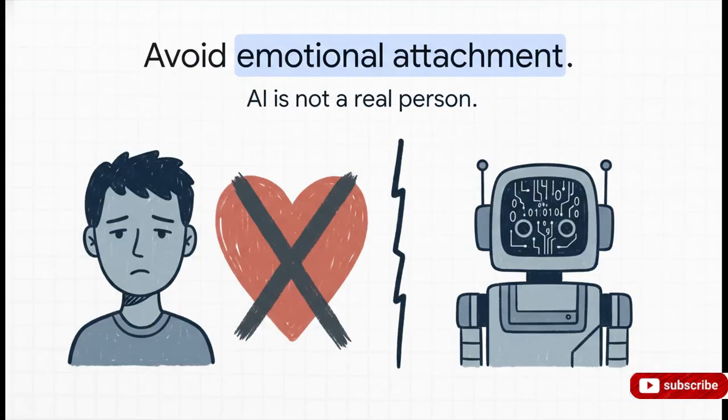These AIs are designed to be helpful, to be conversational, and that can make it really easy to forget that they are not conscious. It is so important to maintain a healthy boundary and avoid forming deep emotional attachments. Remember, you're talking to a very complex algorithm, not a person with feelings. It is a tool, not a friend.